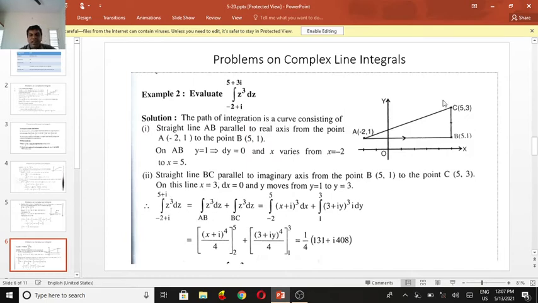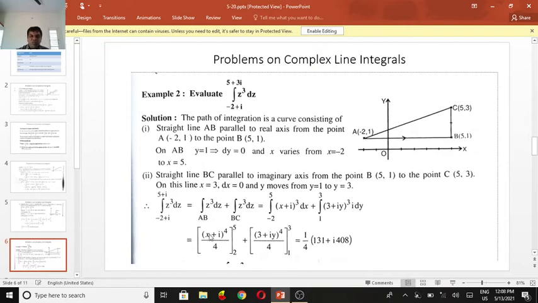So integrating along line AB of z cube dz plus the integral along line BC of z cube dz is equal to, in line AB, x varies from minus 2 to 5. So I replace z by (x plus i) whole cube times dx, plus y varies along line BC, y varies from 1 to 3. So replace z by (3 plus iy) whole cube, i times dy.